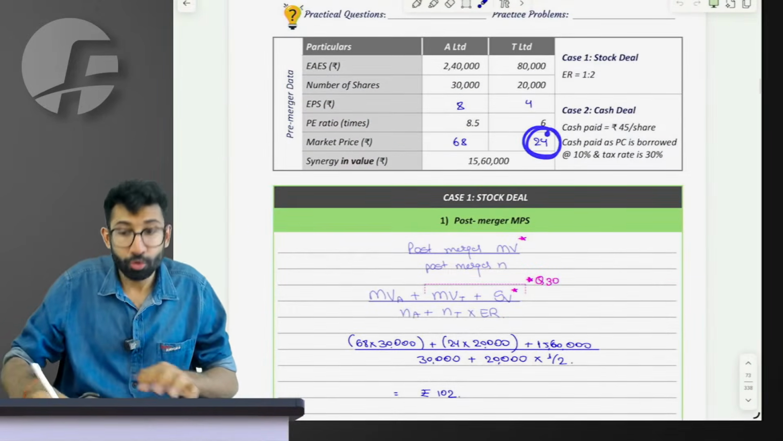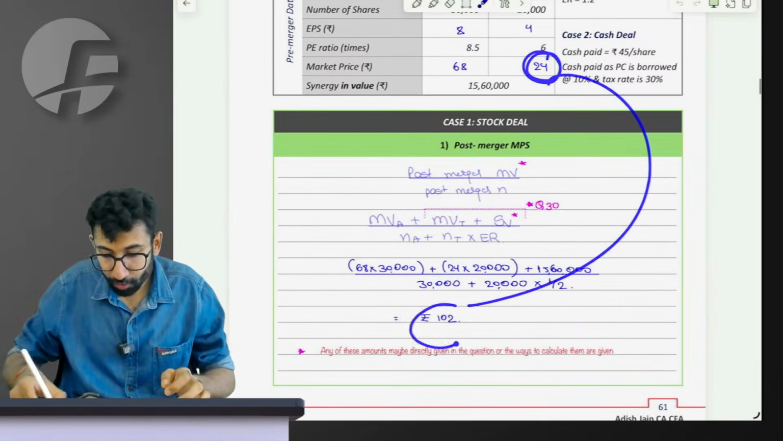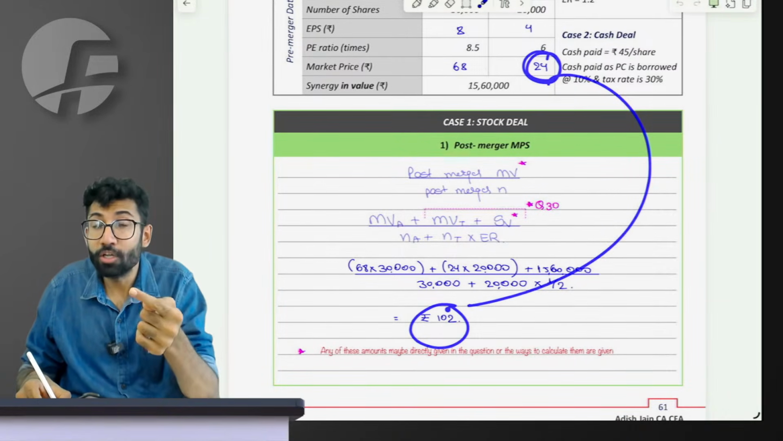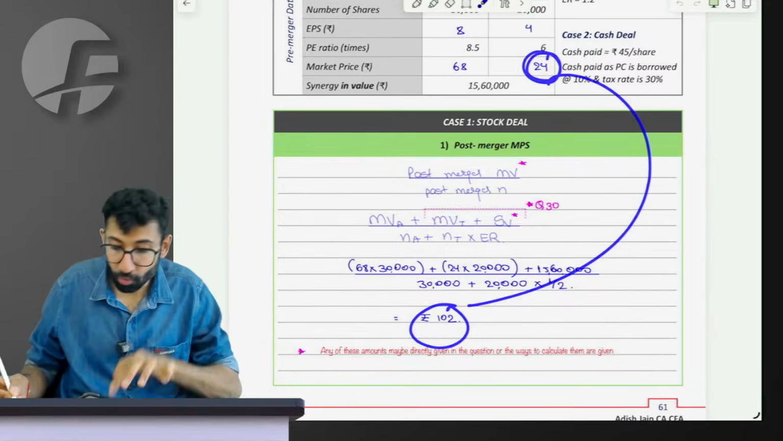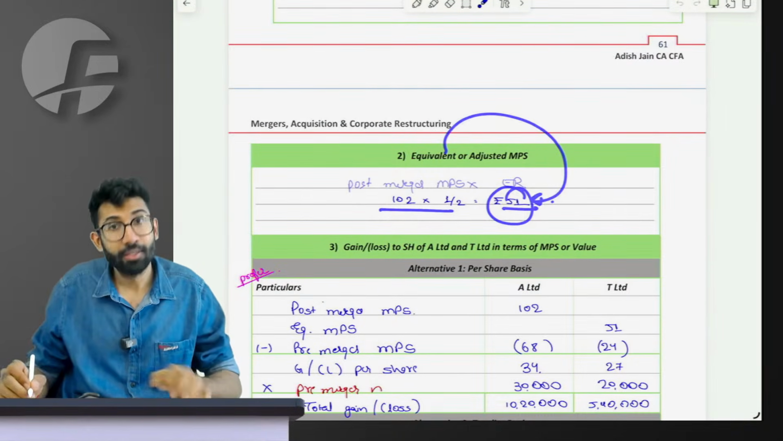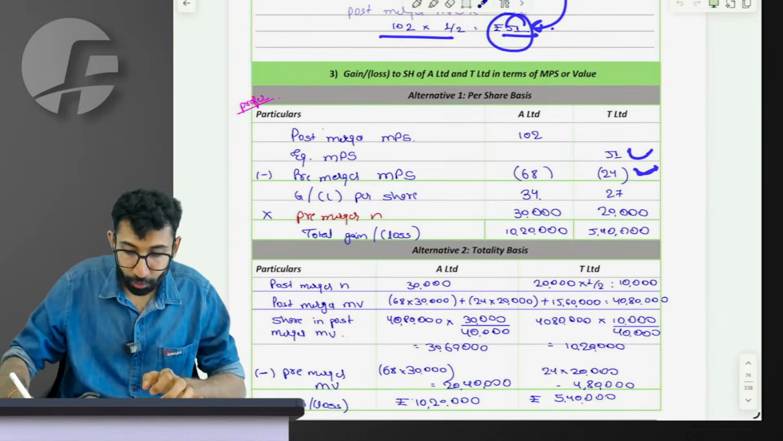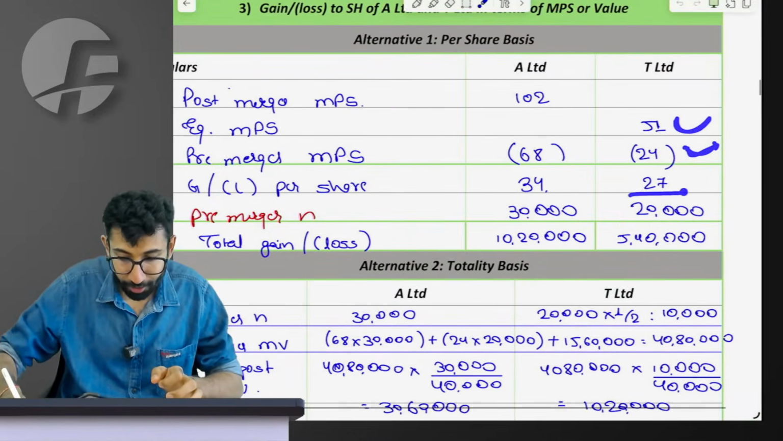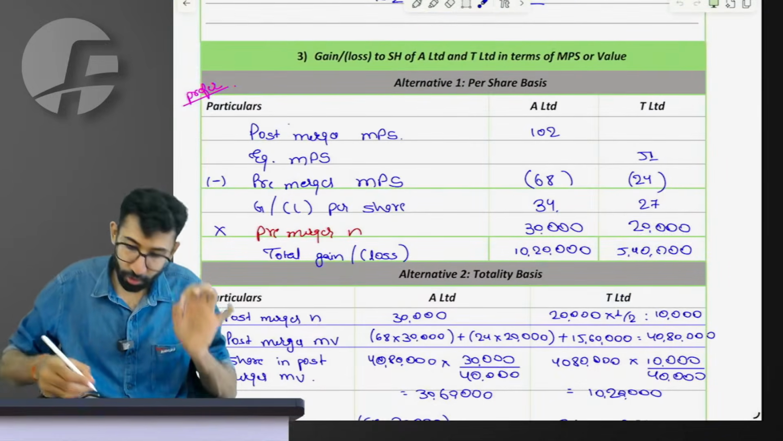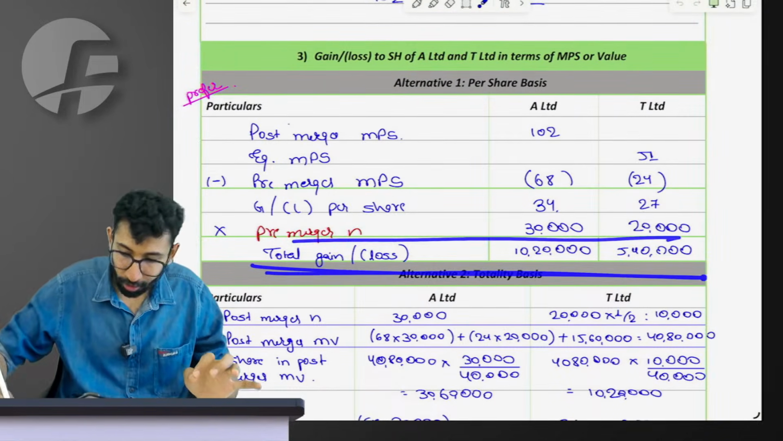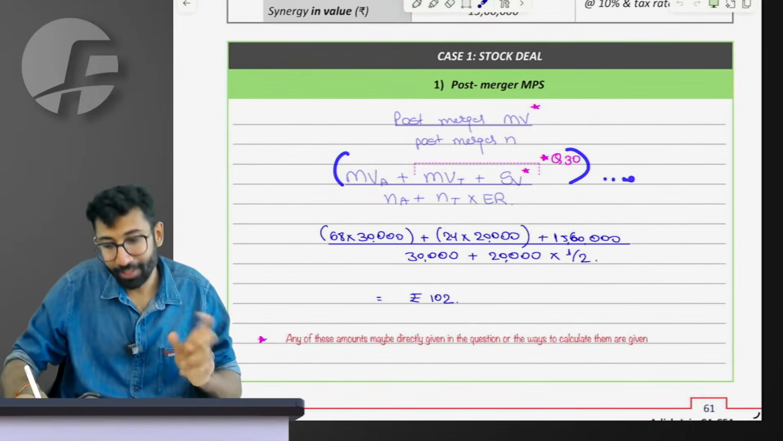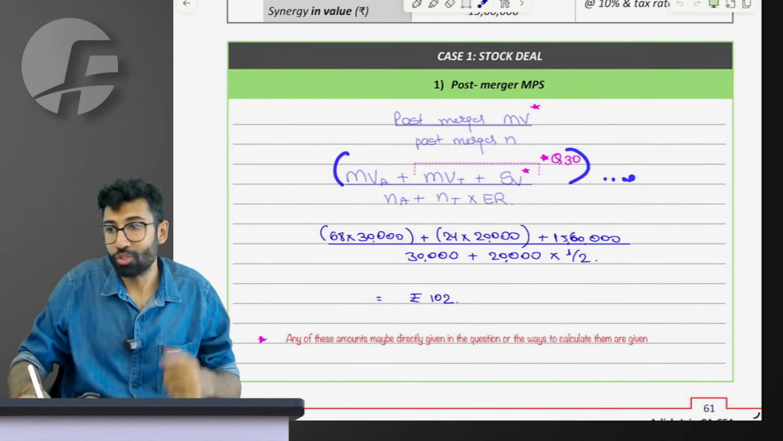Sir, what about the target? Target, you were 24, but against that 24, have you got 102? No, sir, you've got only half share. So how much is your value in the new company against that older one share? 102 into half, give me 51 as the equivalent MPS. So your price was 24, which has now become 51, giving me the per share gain loss, multiplied by 20,000 shares, gives the total gain loss. Same thought process, copy paste. Only the way market value got calculated has changed.